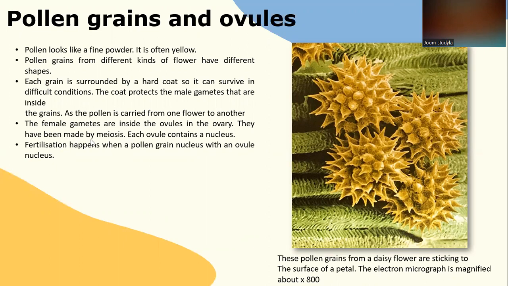They have been made by meiosis. Each ovule contains a nucleus. Fertilization happens when a pollen grain nucleus joins with an ovule nucleus. This is a diagram of a pollen grain from a daisy flower sticking to the surface of a petal. The electron micrograph is magnified about times 800. This is how the pollen grain looks like from a daisy flower.